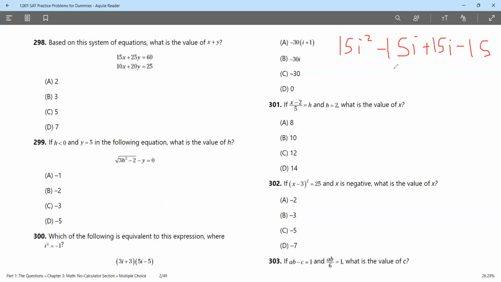Okay, so here we have 15i squared. If you see i squared, you cancel it, and then you change the sign of the coefficient. 15 will be now negative 15. Okay, so here we have negative 15i plus 15i will be 0. Negative 15, negative 15, negative 30. So here is the answer.